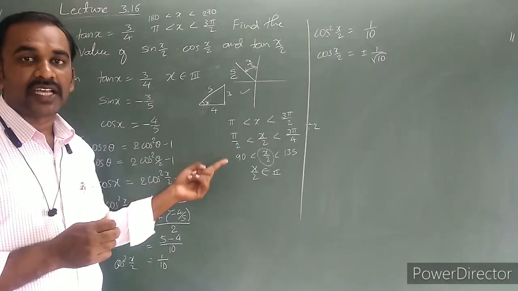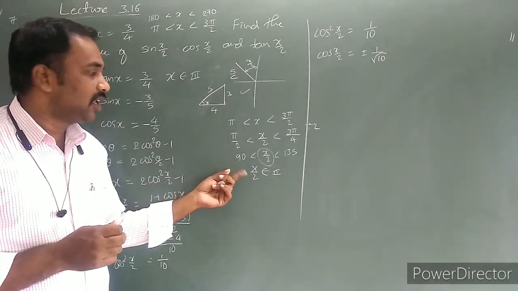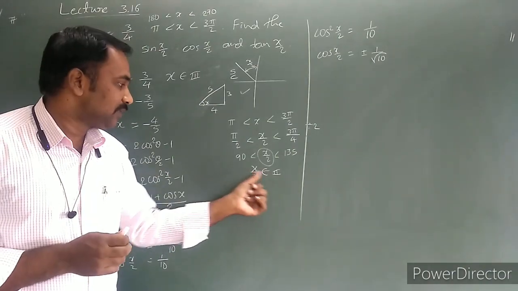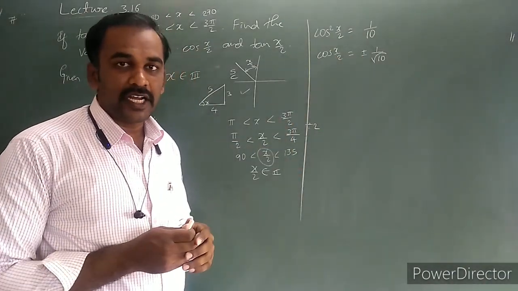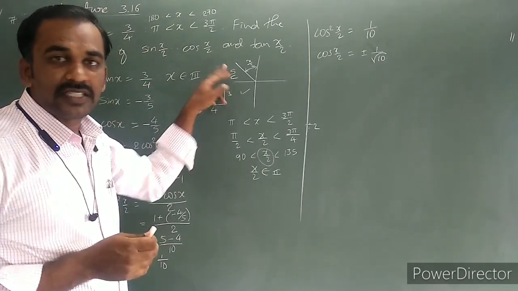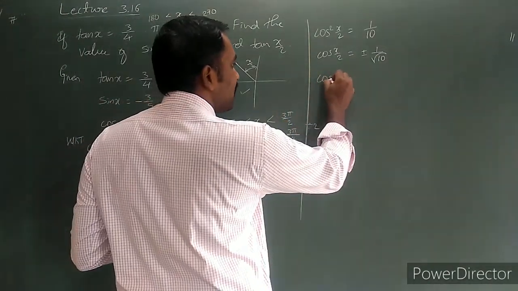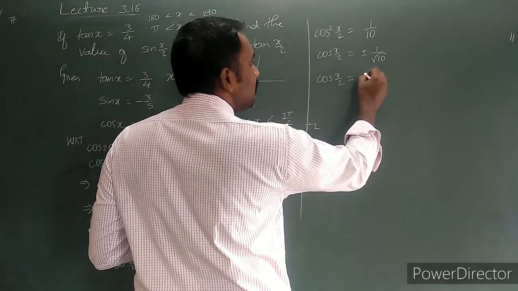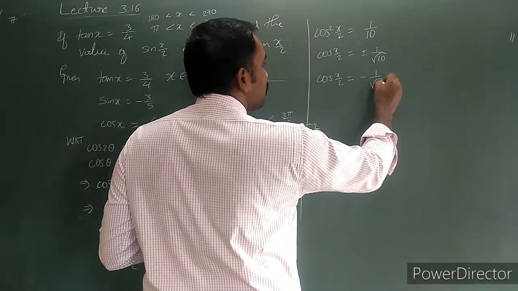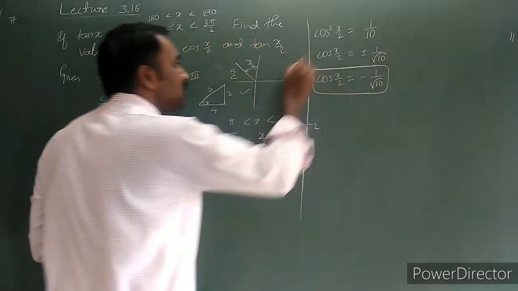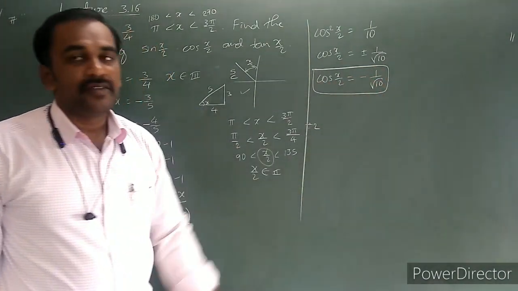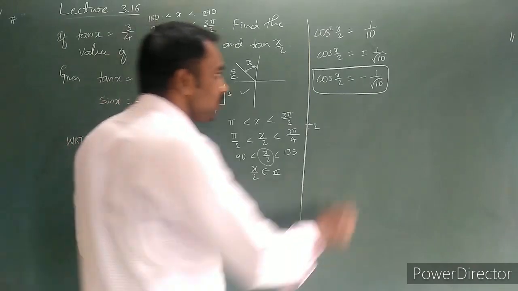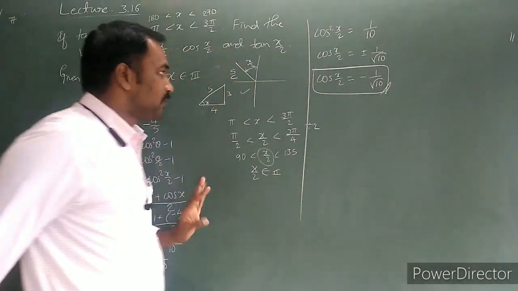Come to the x by 2 angle. X by 2 angle belongs to which quadrant? X by 2 belongs to the second quadrant. In the second quadrant, is cos positive or negative? In the second quadrant, cos is negative. So the required cos of x by 2 value is only the negative one. Hence the final answer of cos of x by 2 is minus 1 divided by root 10. Are you clear? Very simple.